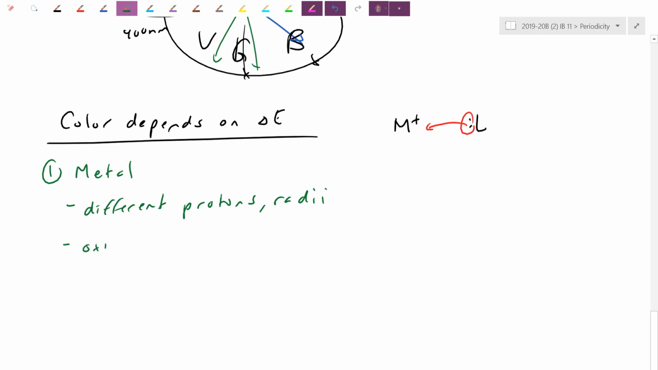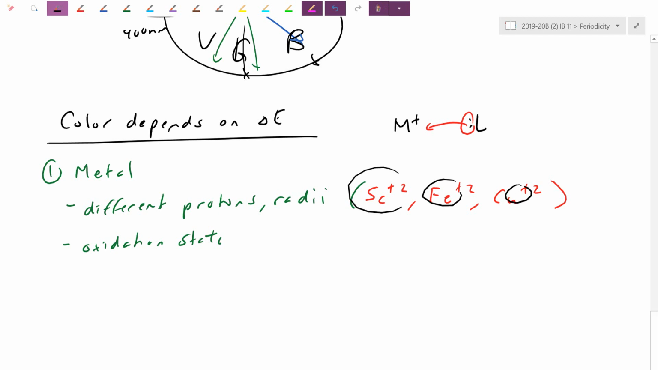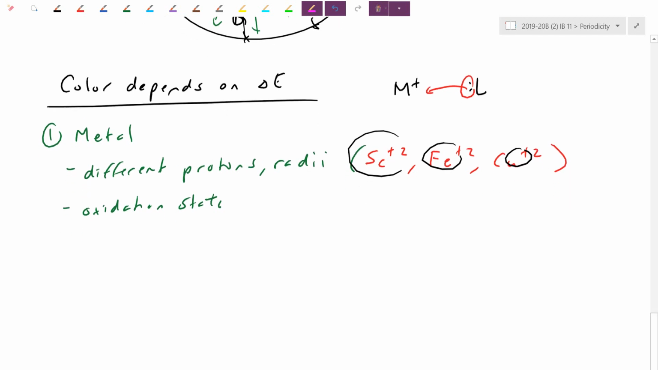It can be oxidation state. It can be those funny charges that we had from earlier. Let me give you some examples of this one here. Let's say I compare scandium plus 2 to iron plus 2 to copper plus 2, right? We're slowly picking up more protons in that order. My radius is shrinking. The ligands would generally get a little bit closer. That splitting will be a little more dramatic.